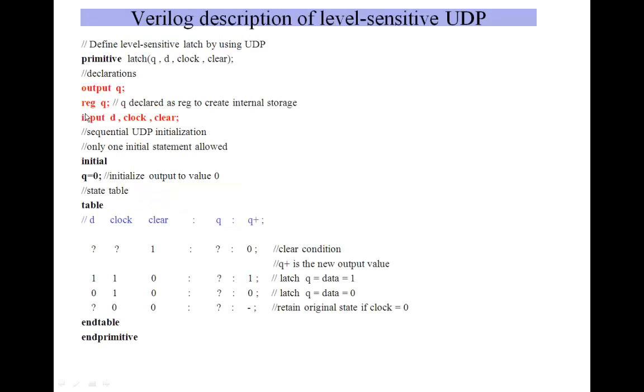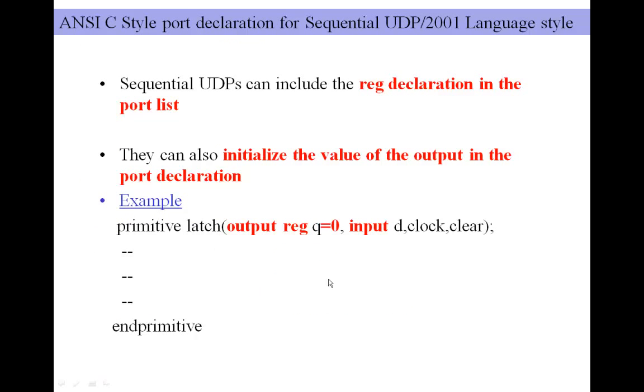Output Q, reg Q, and then the initial procedural construct and initializing that output. So these steps are eliminated by directly doing or declaring them within the port list area itself. So this style is known as ANSI style port declaration.